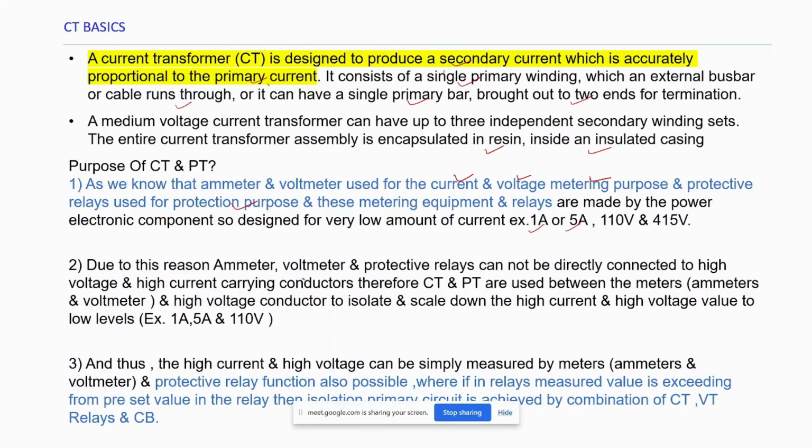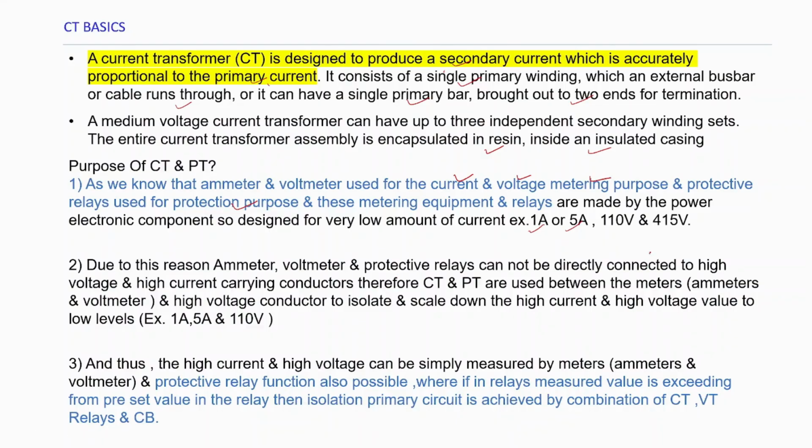Due to this, the ammeter and voltmeter cannot measure high current or high voltage directly. Therefore CTs and PTs are used in between the meters, the ammeter and voltmeter, and the high voltage conductor, so that it is able to measure the current of the primary. And thus the high current and high voltage are simply measured by the meters, ammeter and voltmeter.